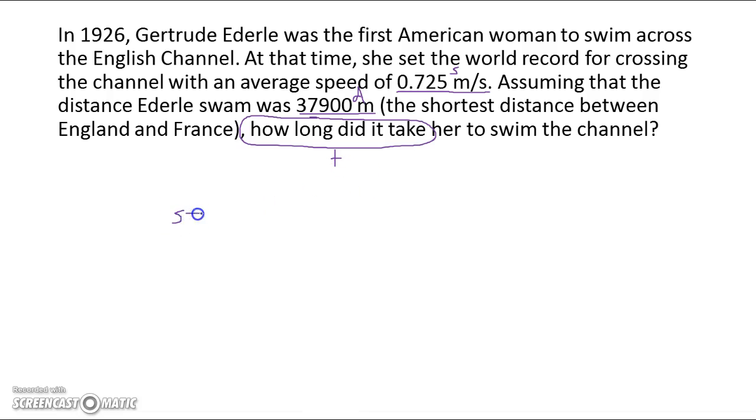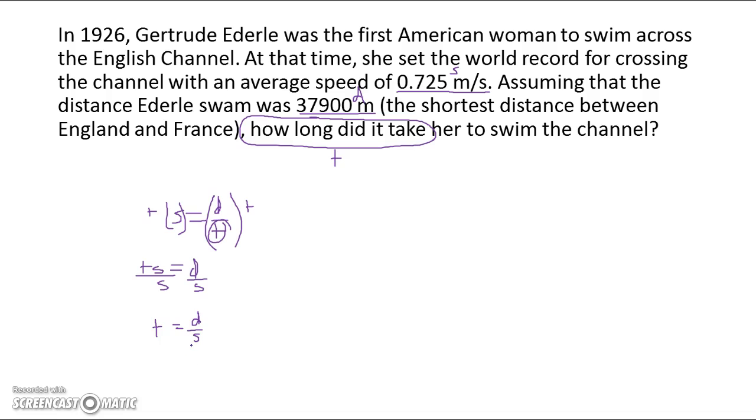Okay, so we know that speed is equal to distance over time, and we're solving for t. So we've got to get t by itself. All right, so the best thing to do is multiply both sides by t. That'll leave you with t times s is equal to d. But we want t by itself, so we need to divide both sides by s. So t is going to be equal to d over s.